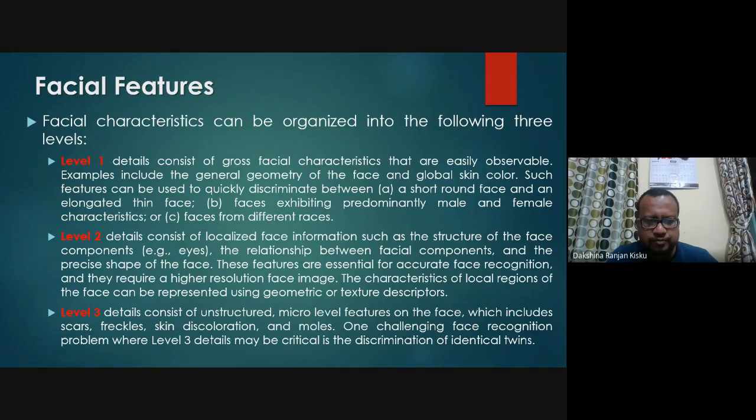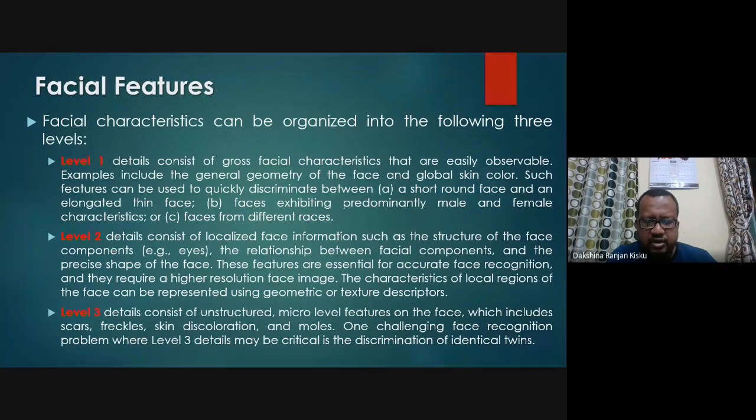Level 3 features are not used alone with the conventional or traditional facial features. Whenever there is an addition of level 3 features to the traditional facial features, that means for critical classification of faces, we use these level 3 features in addition to the traditional features. On the one hand we take the traditional features, on the other hand we take the level 3 features.